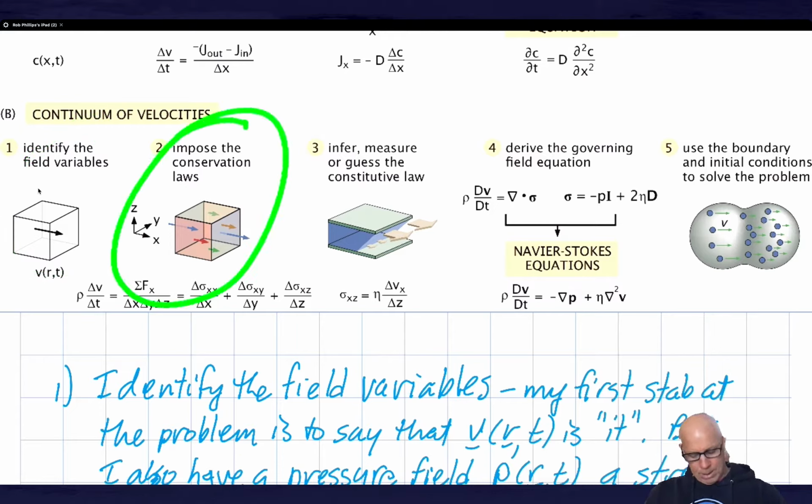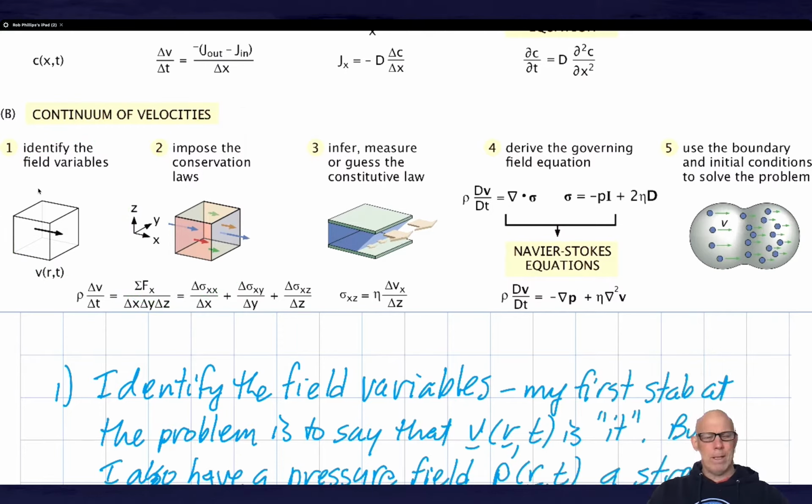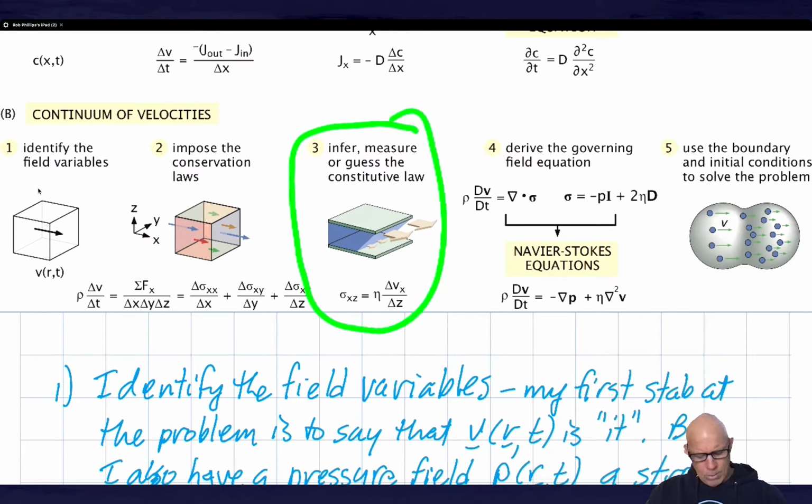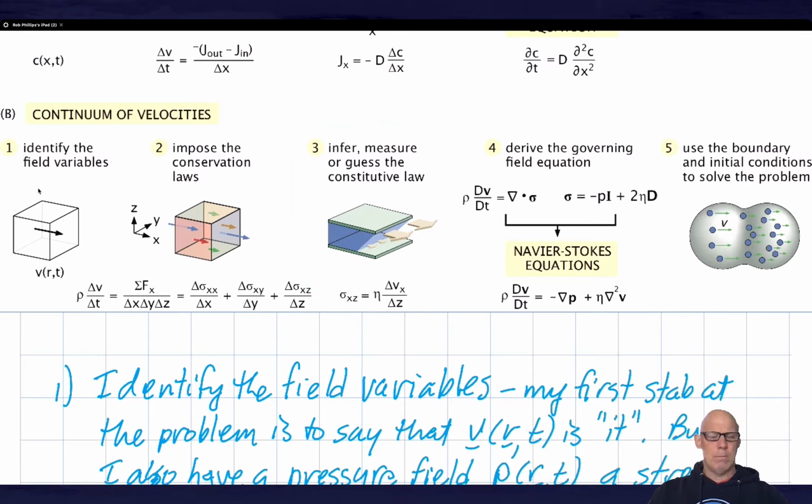Then we impose the conservation law in the form of force balance, F equals ma, which is another way of saying that the rate of change of linear momentum is equal to minus the divergence of the stress tensor. Well, sorry, minus the divergence of the flux of linear momentum. And then we talked about the Newtonian fluid constitutive assumption. And the objective now is step 4. We want to derive the governing field equation.